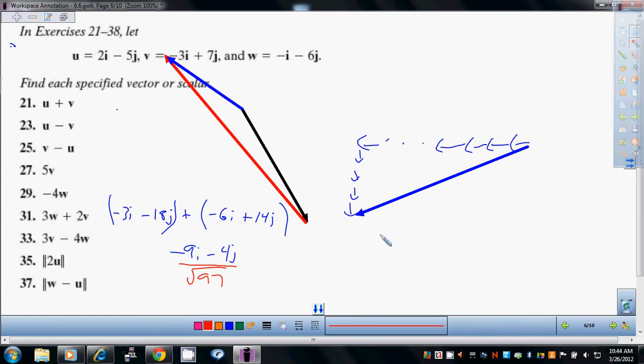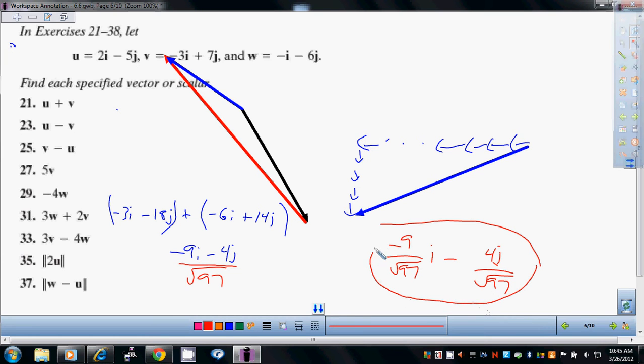Now if you were to rewrite this equation, that'd be negative 9 over radical 97, and yes, we are going to have to rationalize. We'll get to that in a second. Minus 4j over radical 97. You'd have to rationalize it, but to save time, I know we've been doing that all year. So this would be the equation for one unit vector in our direction. Negative 9 over radical 97, down 4 over radical 97. It's kind of ugly, but that's the formula for it. And that's all you have to do. It looks worse than it is.